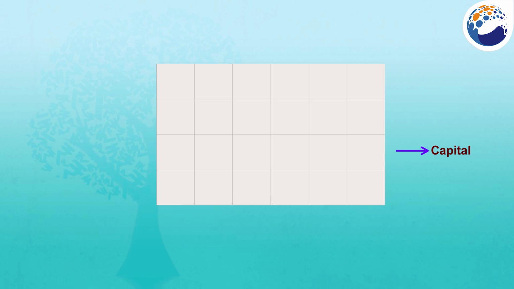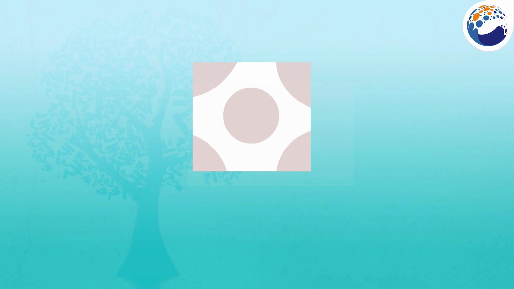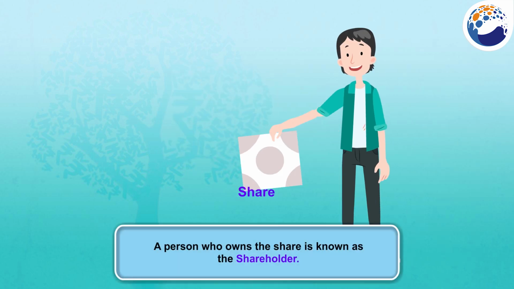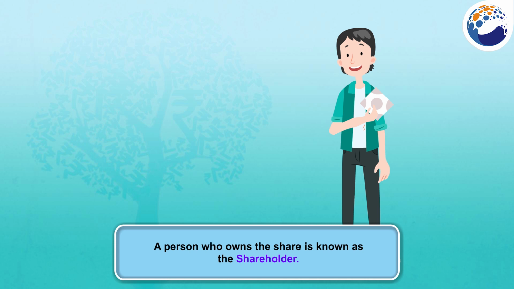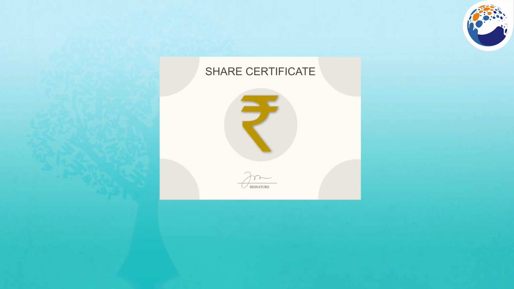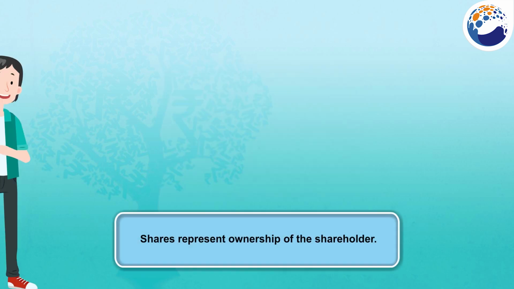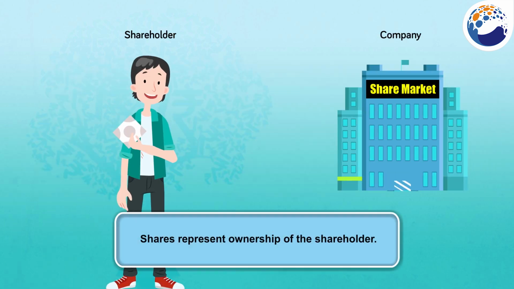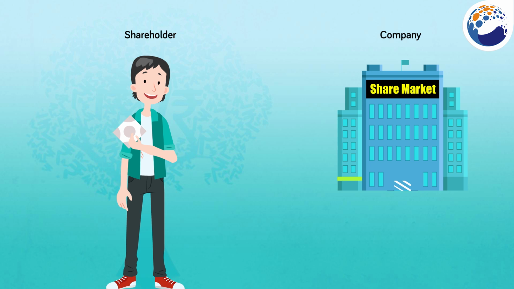This capital is divided into equal small parts. This small part of the capital is called a share. A person who owns the share is known as the shareholder. The company issues share certificates to all shareholders. The value of a share along with other details is printed on it. Shares represent ownership of the shareholder. It means that the shareholder is a part owner of the company.